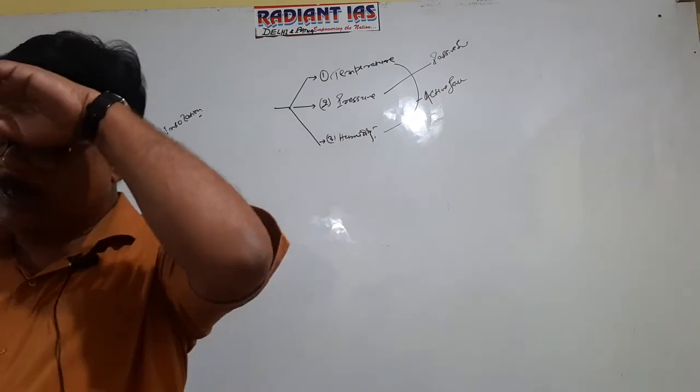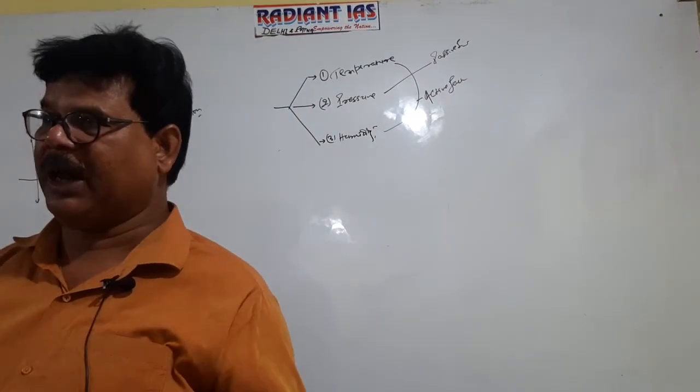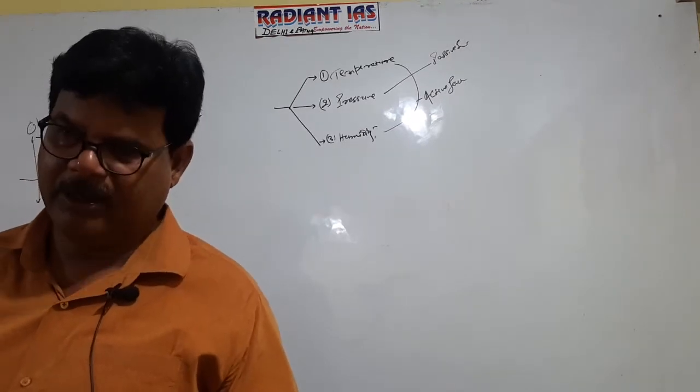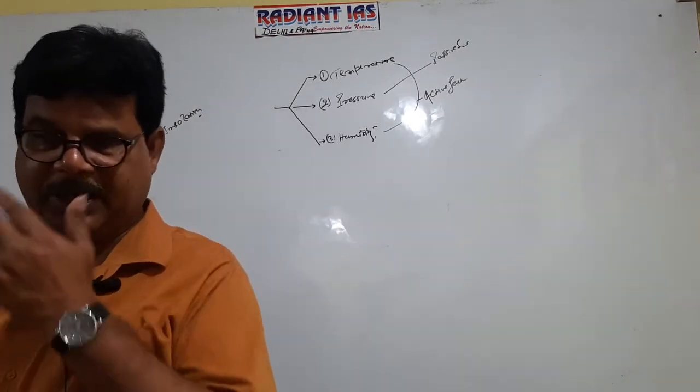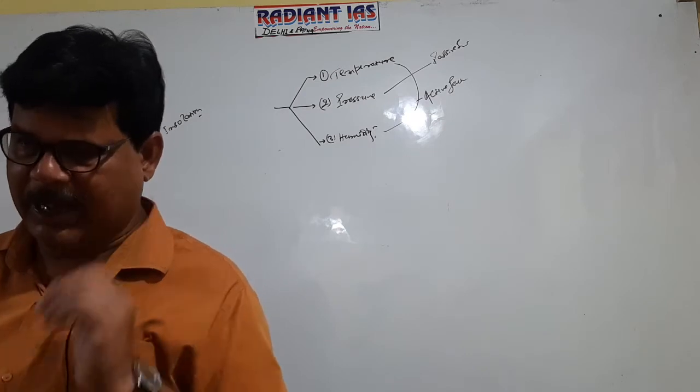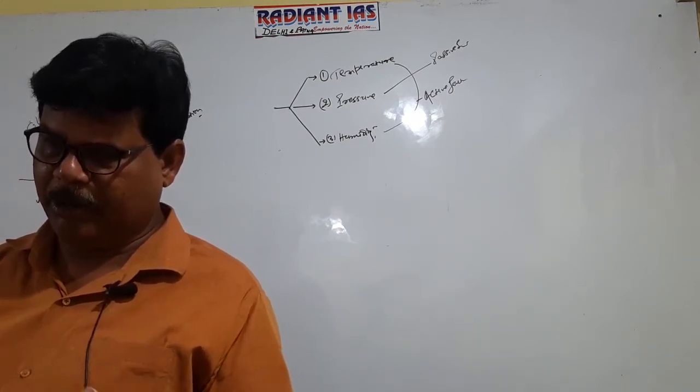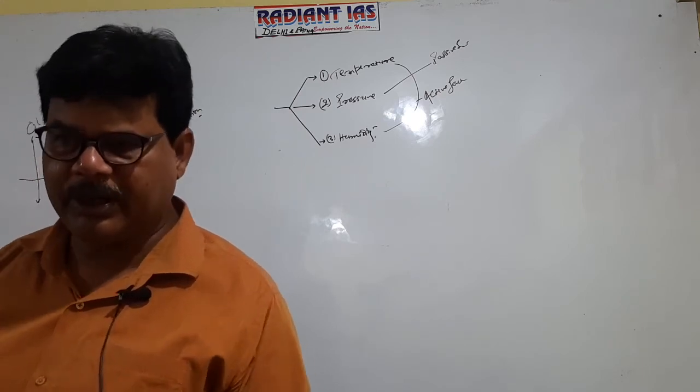An important particular aspect is, if temperature is high, humidity is associated with rainfall. So, if temperature is high but there will be no rainfall, then the climatic condition will be of desert type. Getting well now?